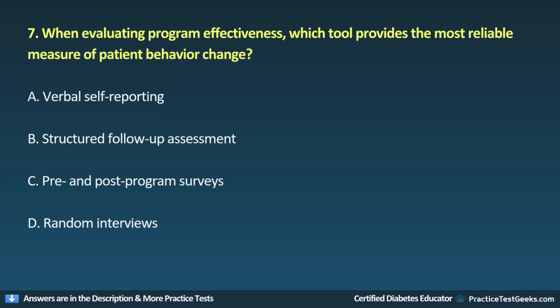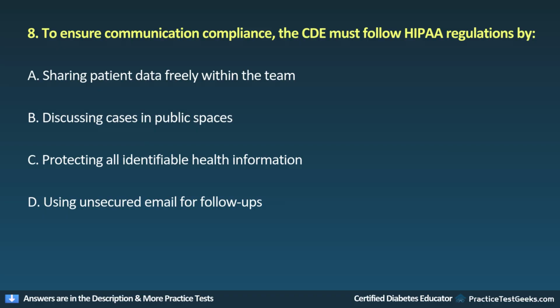7. When evaluating program effectiveness, which tool provides the most reliable measure of patient behavior change? A. Verbal self-reporting. B. Structured follow-up assessment. C. Pre- and post-program surveys. D. Random interviews.